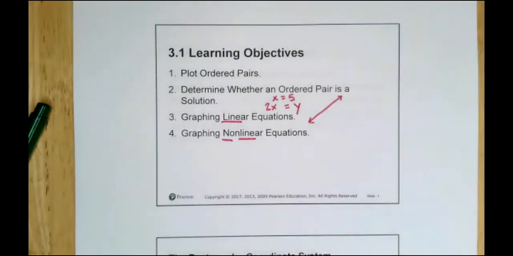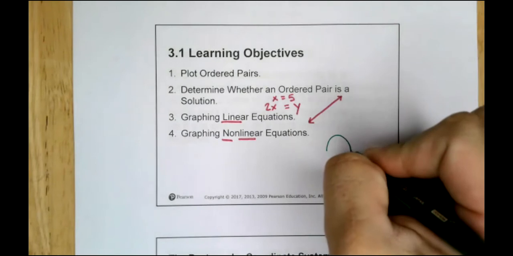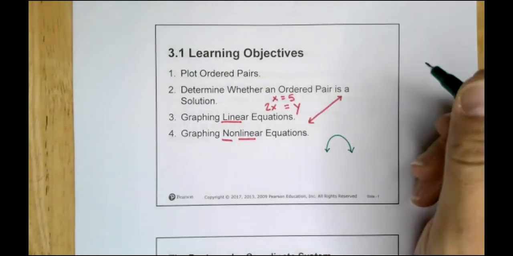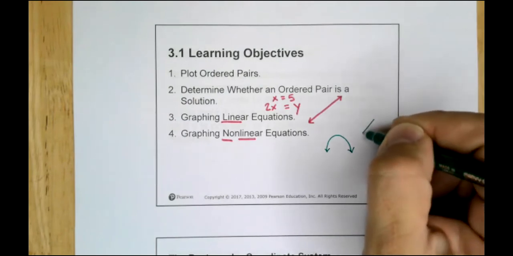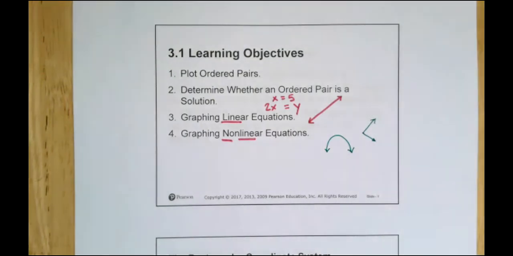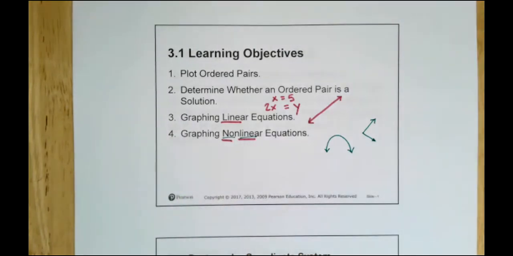Okay, so if it's a non-linear equation, it might curve, it might do something like that, have a sharp turn in it. That would be non-linear. It is not a line, a circle, something like that. Okay.